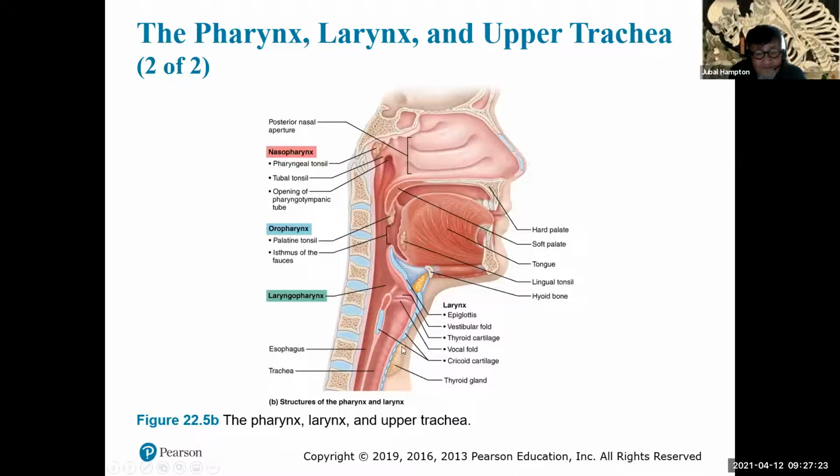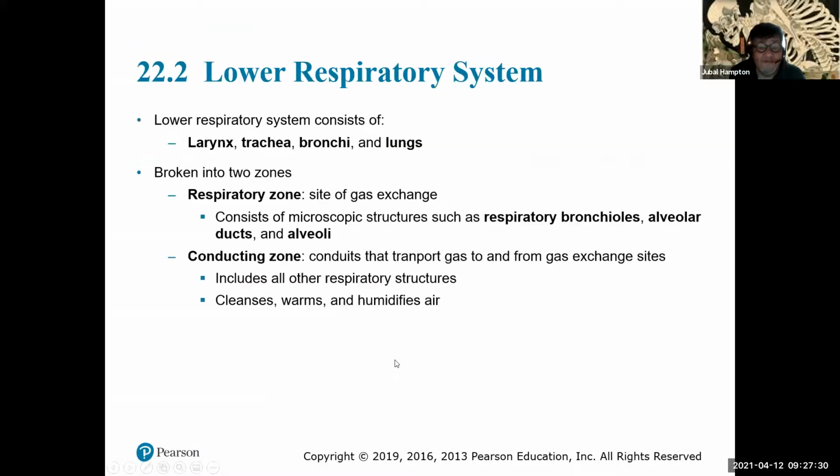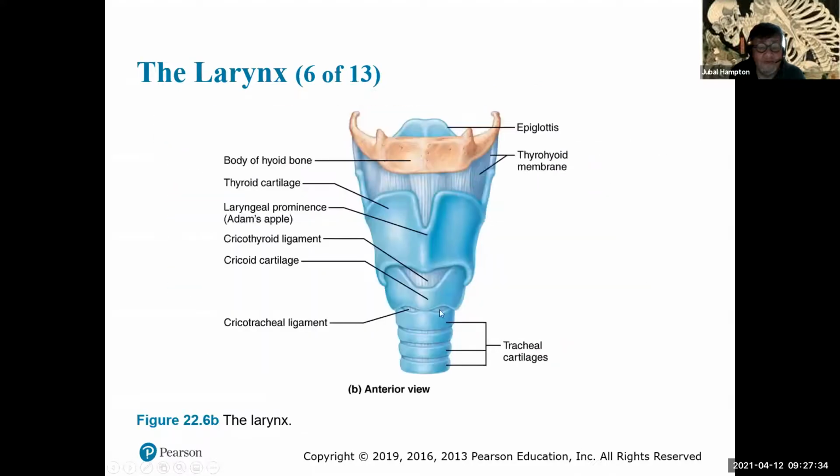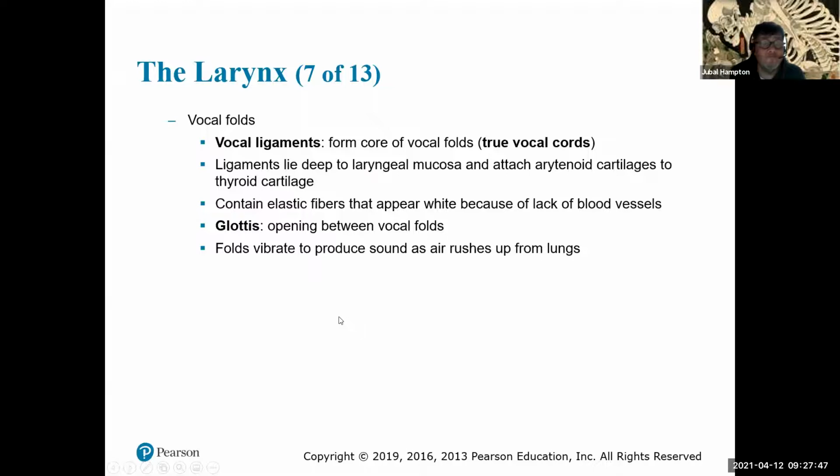Note here the thyroid gland. The thyroid gland sits here up against and on the surface anterior to the thyroid cartilage. That's kind of why it's named that way. All right. The glottis is a space.